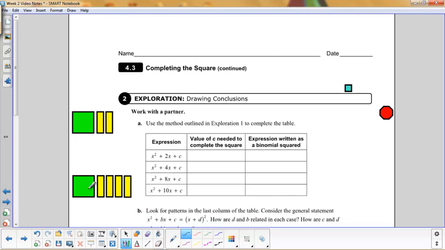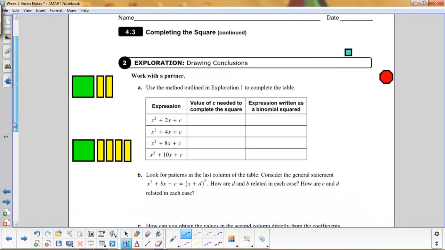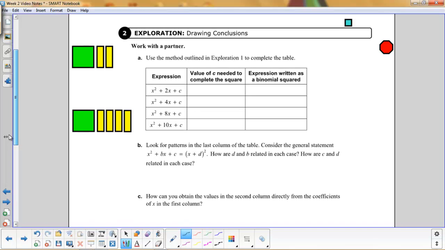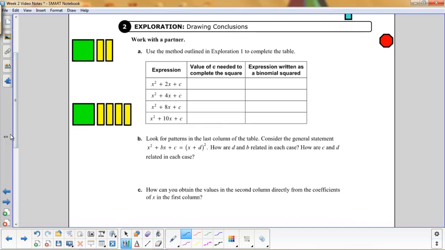I've gone ahead and given you some hints on your algebra tiles there that might be helpful for you when you're looking at this table to fill in. We're going to go ahead and discuss what happens in the rest of the exploration at the beginning of class tomorrow. So please have your conclusions written down here so you can see clearly and discuss clearly what's going on.